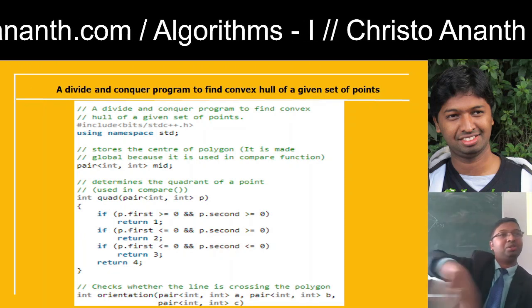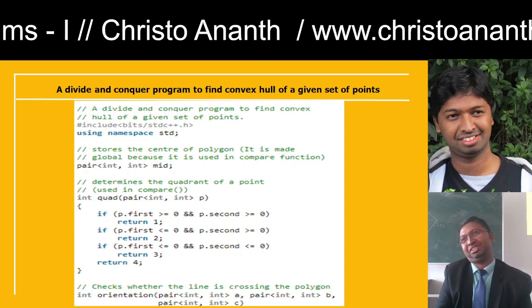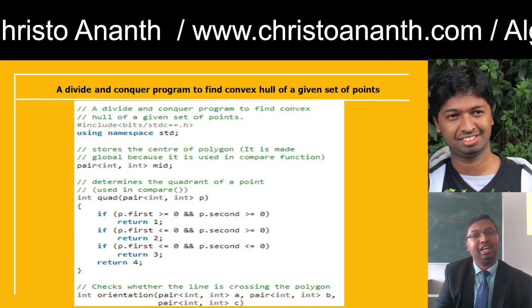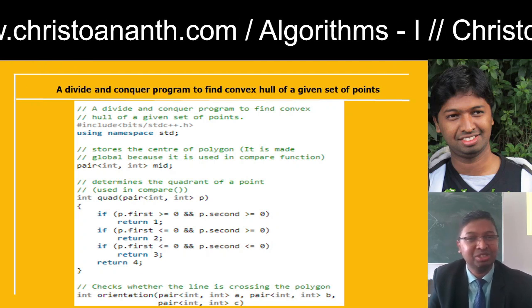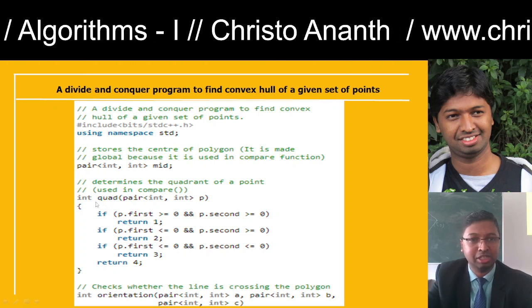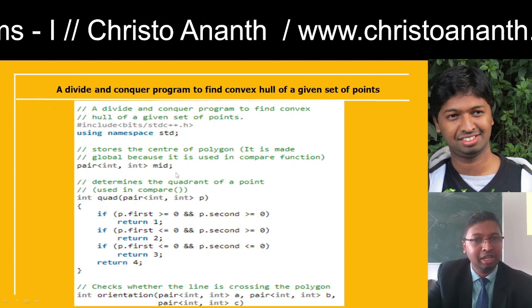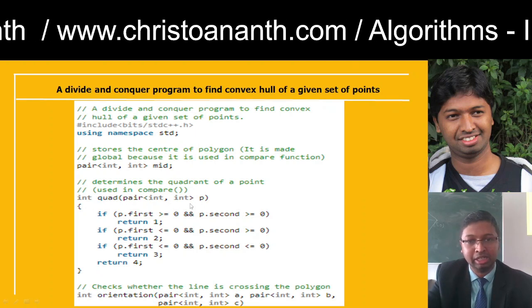Everybody, you try to join and find the output. But in the program, it is a bit long, it is hard even. So here you are going to store the center of the polygon. First you are going to find the center point. So pair<int, int> mid. Then in quad, the pair<int, int> p.